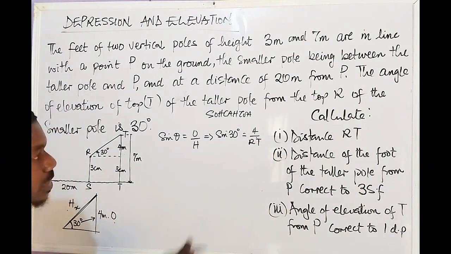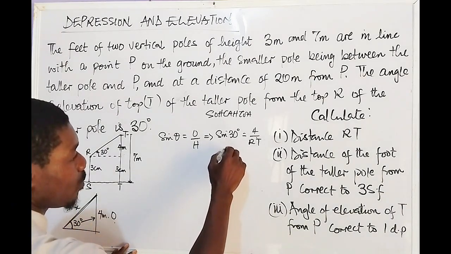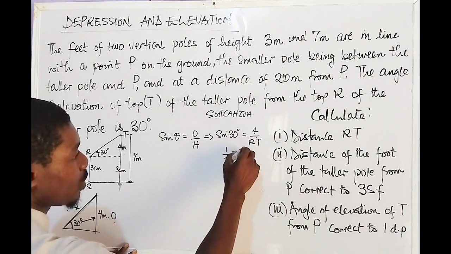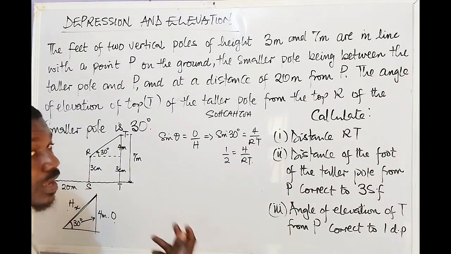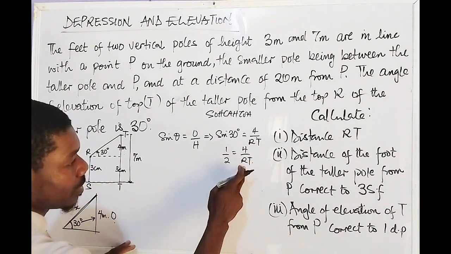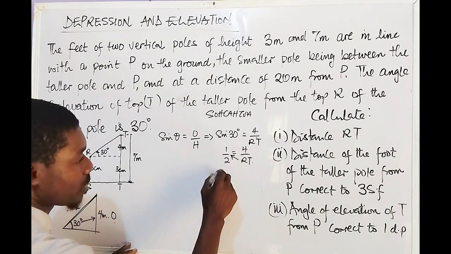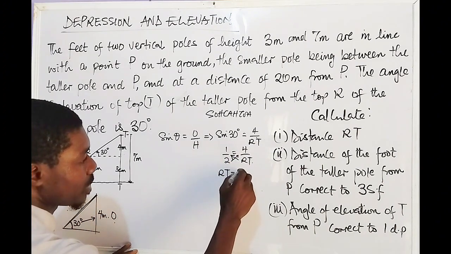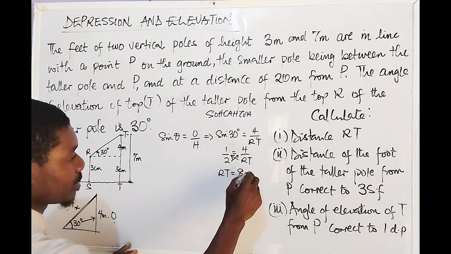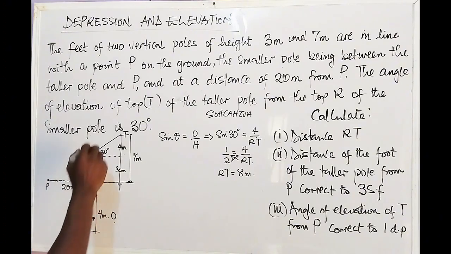Alright. So with this now, sine theta should give us 1 over 2, which is half. 1 all over 2 equals 4 all over RT. Now cross multiplying, RT multiplied by 1, you have what? RT. And 2 multiplied by 4, you have what? 8 meters. Alright, so our RT here is 8 meters.